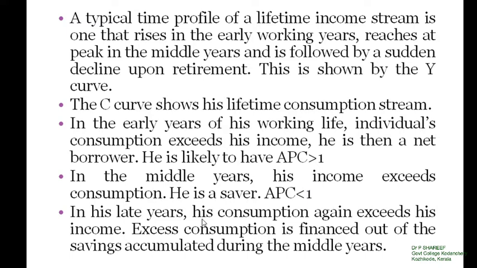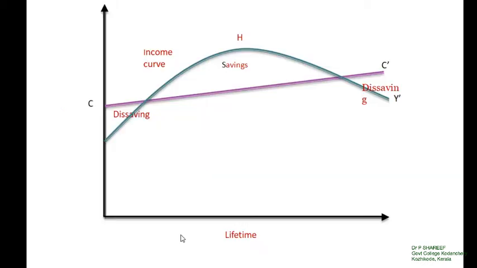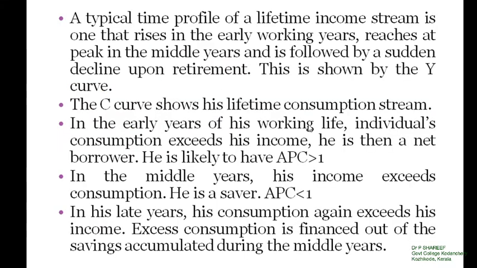In the late years, the consumption again exceeds income. Excess consumption is financed out of the saving accumulated in the middle years, as shown here. Here also, later period consumption is higher than the income. There is dissaving. People utilize the past saving for meeting the current consumption.